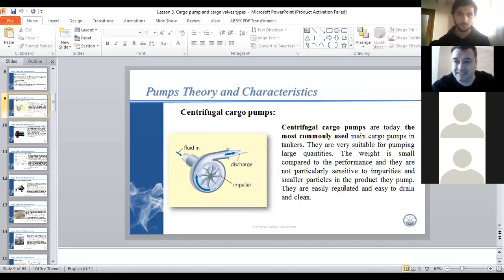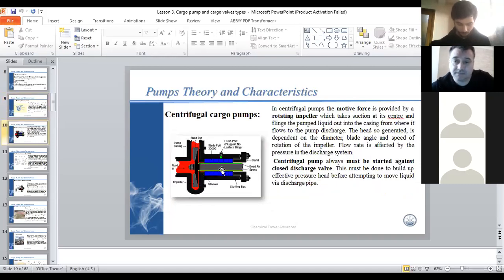So that is very simple, but it is very sensitive. You can damage the pump also if something is wrong, if there's some wrong material, so it's sensitive. The next, that is the centrifugal pump.